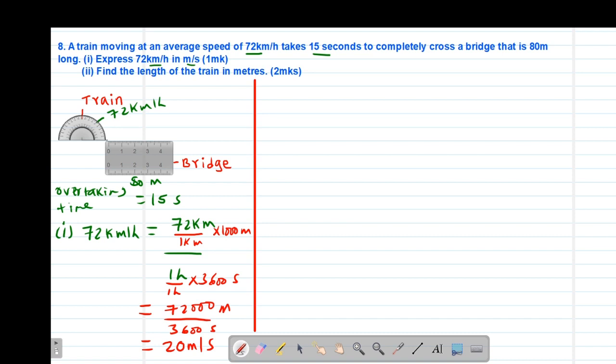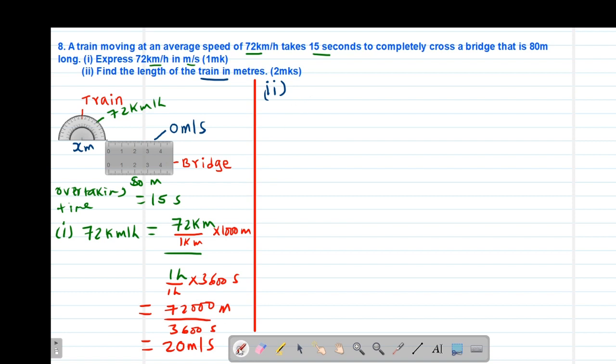Then Roman 2 of the question: I'm told to find the length of the train in meters. So I'm going to let the length of the train be x meters, so that I can find the relative speed. Remember, the bridge is stationary. For a stationary body, its speed is 0 meters per second. When a body is at rest, it has no speed.